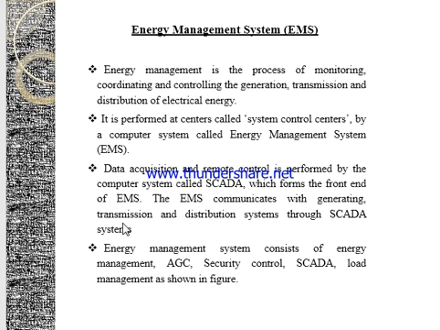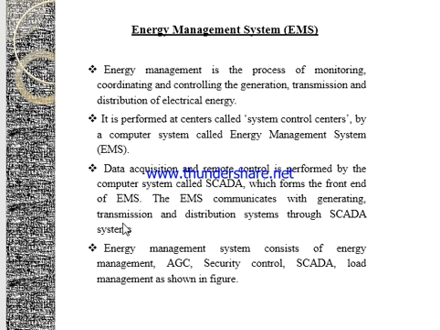We are discussing the course Power System Operation and Control, and in this lecture we will deal with the Energy Management System. Energy Management System is the process of monitoring, coordinating and controlling the generation, transmission and distribution of electrical energy. Obviously, we know that the electrical energy when generated will be transmitted and distributed, and finally it has to be consumed by the consumers because storage of electrical energy is highly limited, and so that energy has to be managed appropriately. It is performed at centers like system control centers, right?